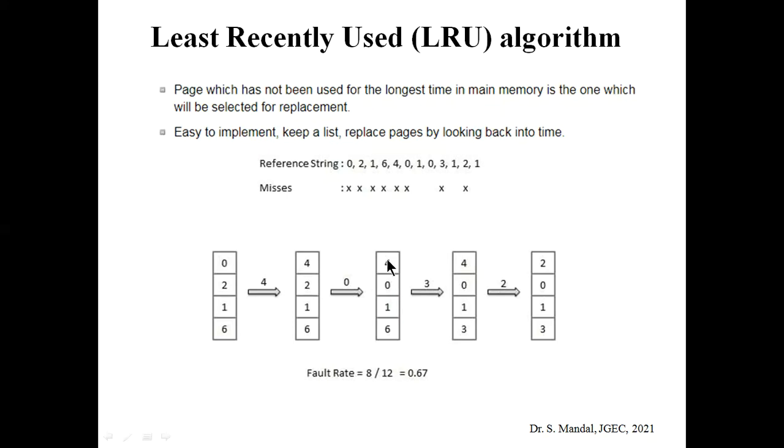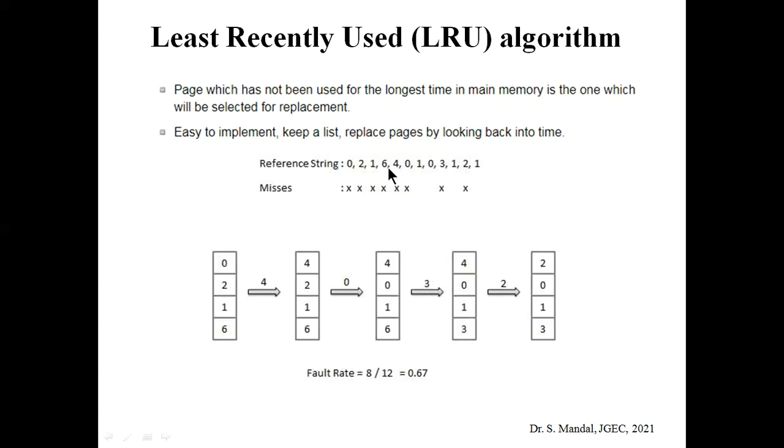So now the content of the main memory is 4016. Next 1. 1 is already in main memory, so there is a hit. Next 0 is already present in the main memory, so there is also a hit. Next, coming to the 3. Now, which value is not in use?